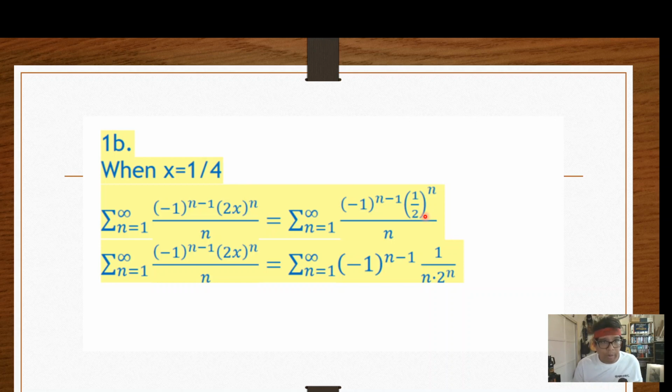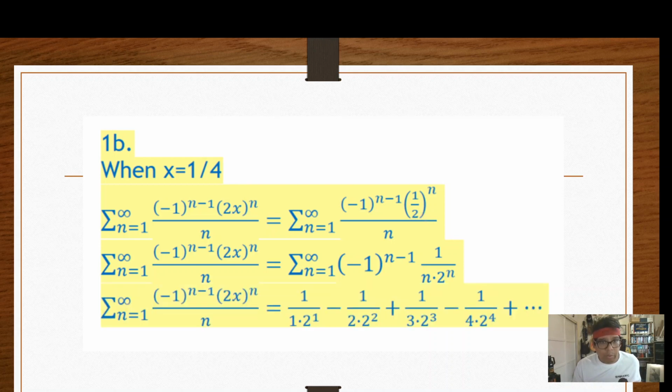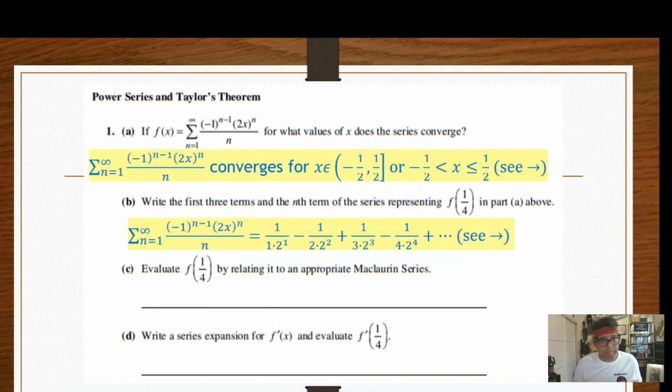Moving forward from here, we'll write down all the terms, or as many terms as we can. 4 is usually enough. Here are the first 4 terms. And that's really all you need to do with this one. Here are the first 3 terms. We did 4 terms, but, you know, a little extra there.